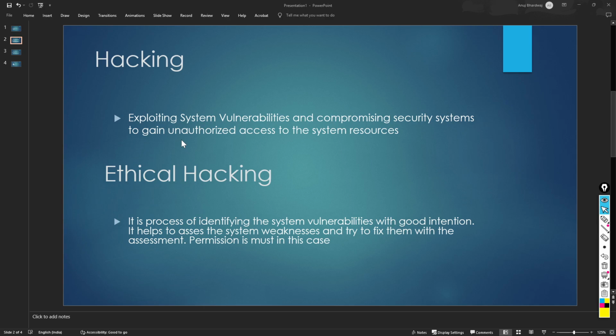So how do hacking and ethical hacking differ? Ethical hacking is a process of identifying system vulnerabilities with good intention. You could be doing the same thing, but your intention is good. You're just trying to find the vulnerability so that you can fix it, not because you want to steal money from a banking website. So here the intention is good.